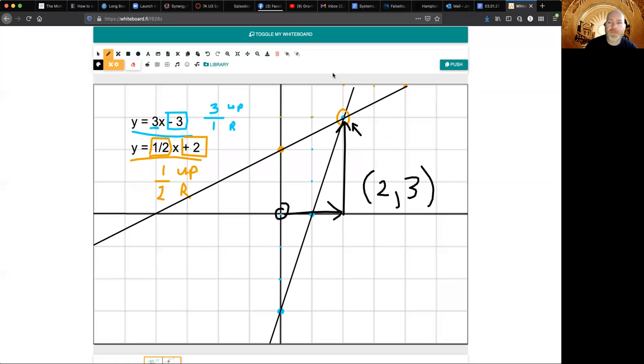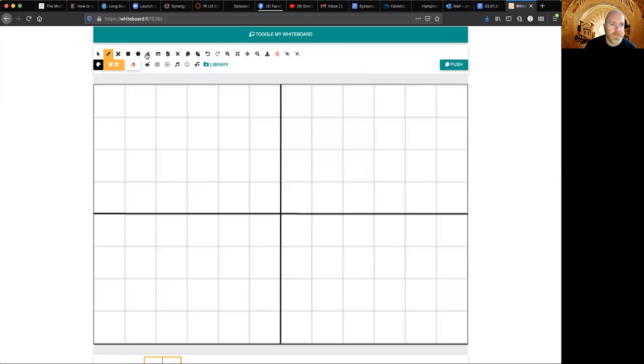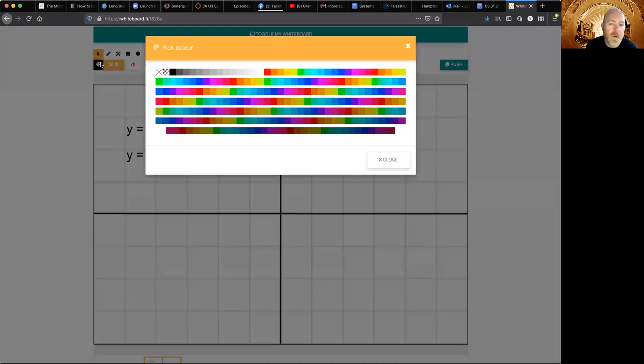Let's do one more. We've got y equals -1/2 x plus 4, and y equals 3/2 x minus 4. Okay, same basic thing. I'm going to choose different colors here to make it easier to see.